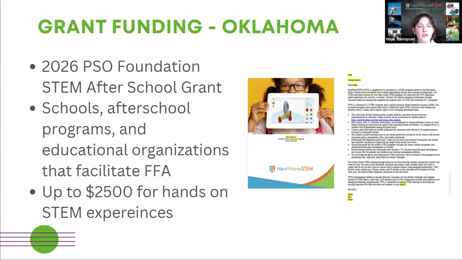I want to highlight, if you are joining us from Oklahoma, there is an active after school grant right now that would cover up to $2,500 for hands-on STEM experiences for organizations that facilitate FFA. So this is just one example of a grant that we want to help connect our schools and our districts with that could help go towards these kinds of STEM experiences and equipment.